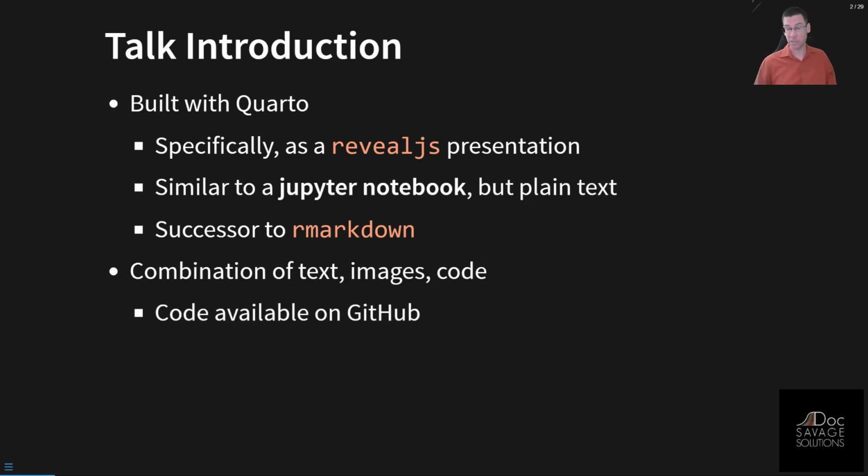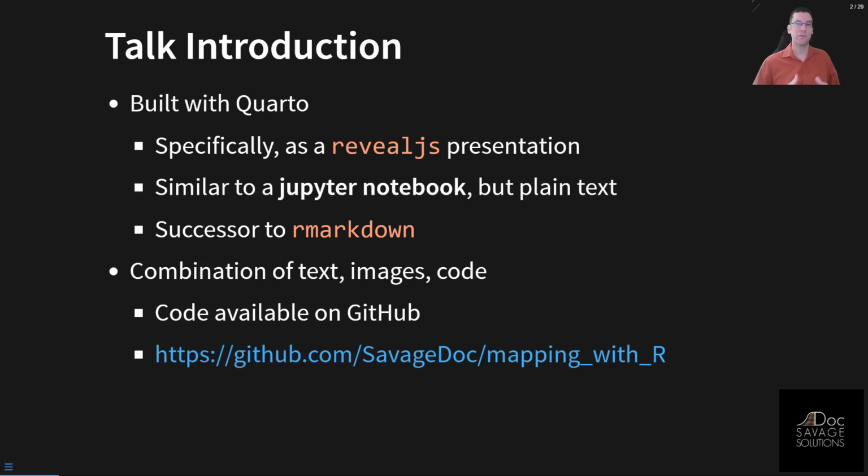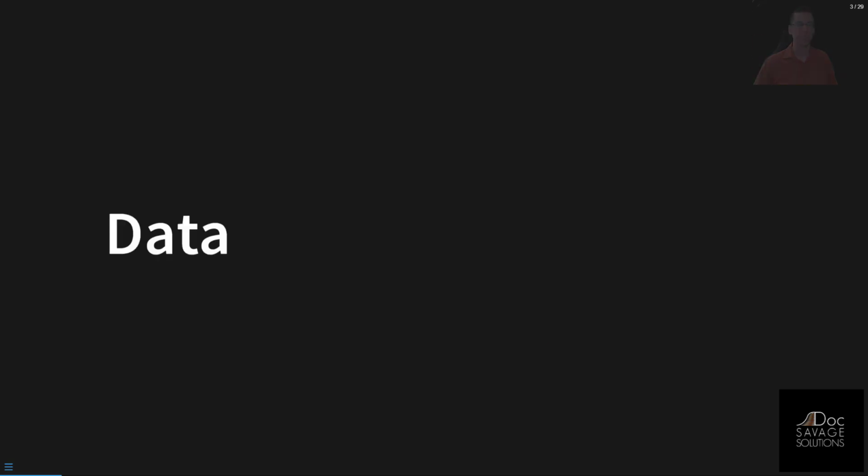Now, the code is available on GitHub, and because Quarto is plain text, this entire presentation, including the text for the slides, the images, and the code results, are all available. You can get it from GitHub there. I'll also put a link in the description.